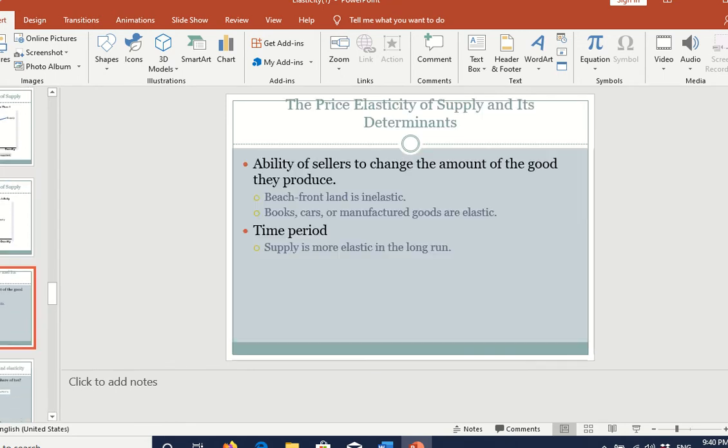So I'm not going to go over the calculations of price elasticity of supply here because it's a very similar formula, similar calculation to what we learned in the price elasticity of demand. Okay. So let's touch on some of the determinants of the price elasticity of supply. So these are factors that can affect the size of the price elasticity of supply. So first, it has something to do with the nature of the product or the nature of the business. So in other words, it has to do with the ability of sellers to change the amount of the good they produce. So for example, beachfront land is inelastic.